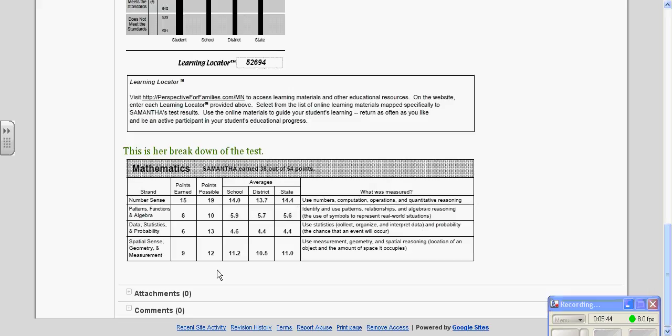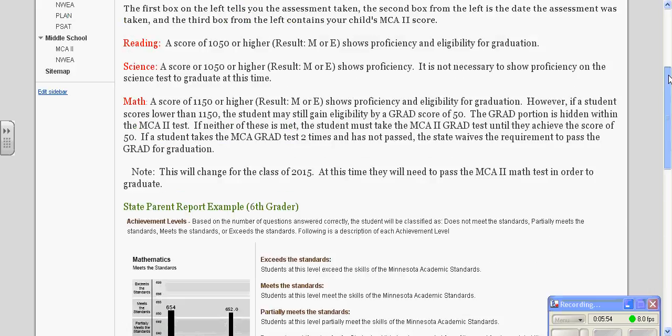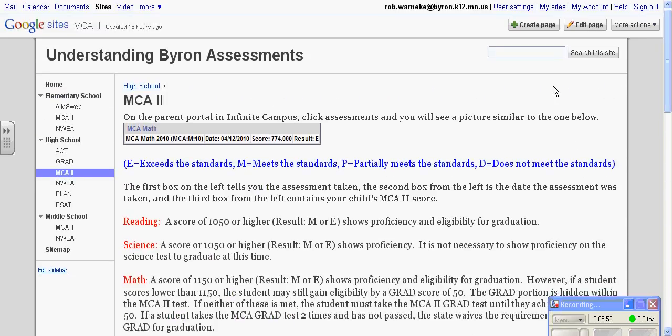And they break this down so you can get an idea of, again, maybe which strand they could improve on more. So this is a brief review then of the information you receive from your IC site parent portal for assessments.